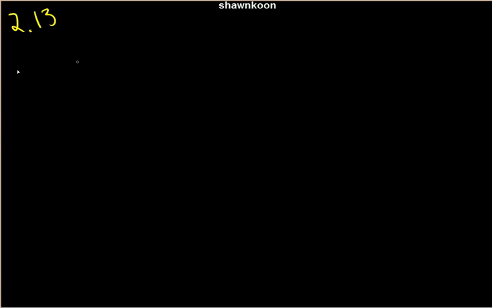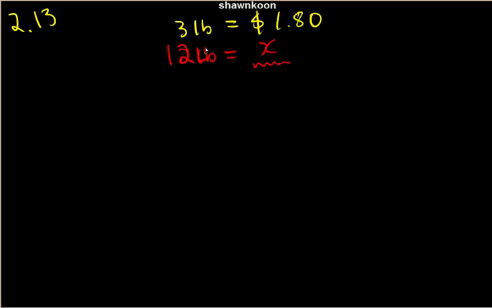So 2.13. They said 3 pounds of apples are $1.80. I think that's very cheap, and compared to Washington prices, that's very cheap. Anyway, they said 12 pounds is something, right? So this is what we have to find, so we put it as x. This is a 12, by the way, and this is lb, pound. So 12 pounds equals x.